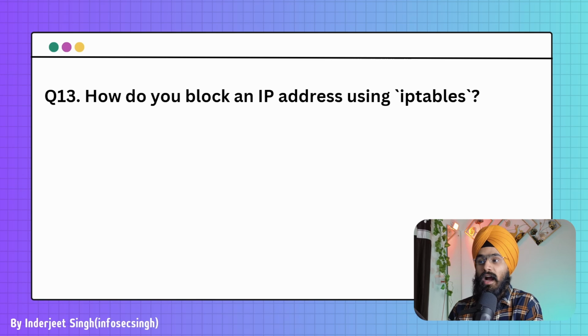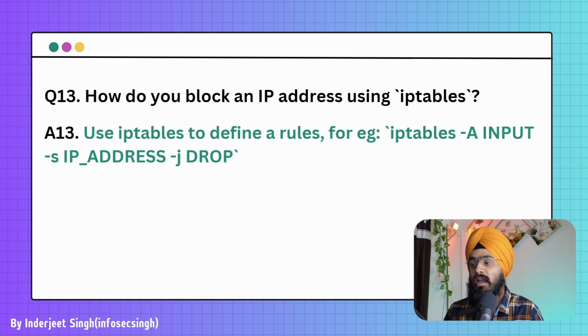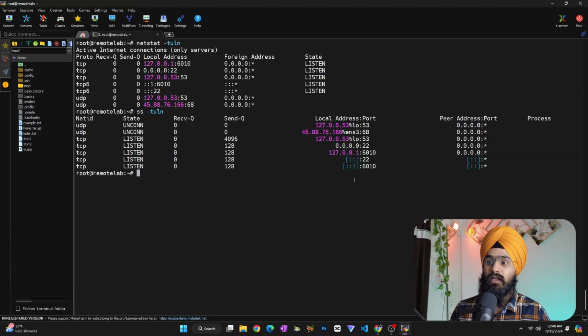How do you block an IP address using iptables? To answer this question, you can say you can use iptables to define rules, and let's say iptables -A INPUT -s, then the IP address, and -j, and just type DROP or ACCEPT. When you type DROP, it will reject the incoming connection. If you type ACCEPT, it will accept the incoming connection. Okay, so let's try that.